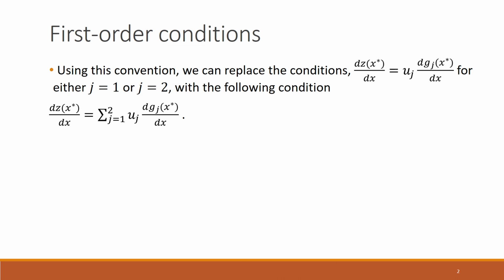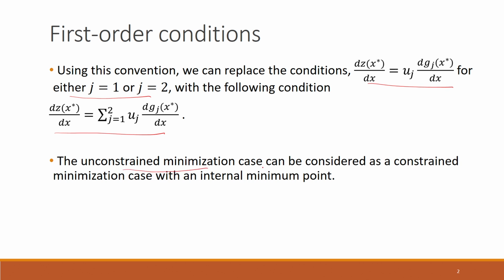that dz by dx is equal to the summation of uj times dgj by dx. This was the case that we had seen before, where either j was equal to 1 or j was equal to 2, but now we are replacing it with this condition here. That is, dz by dx is equal to the summation of uj dgj by dx. So now this OR condition is not required. Regardless of which of these two constraints G1 or G2 is the binding one, we will have u1 and u2 defined.